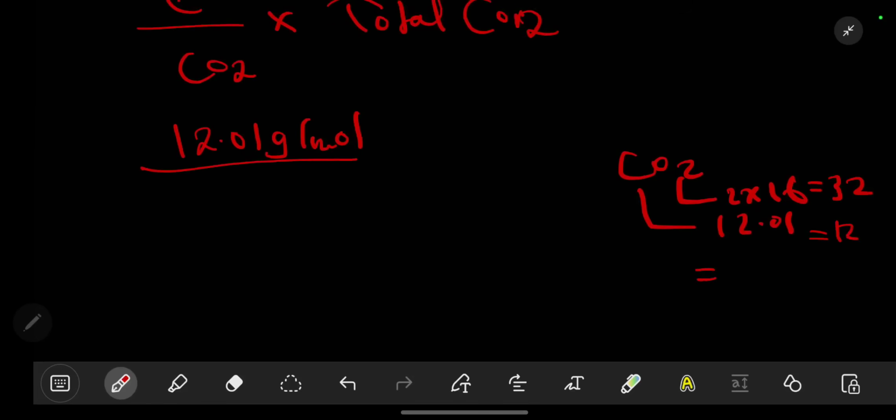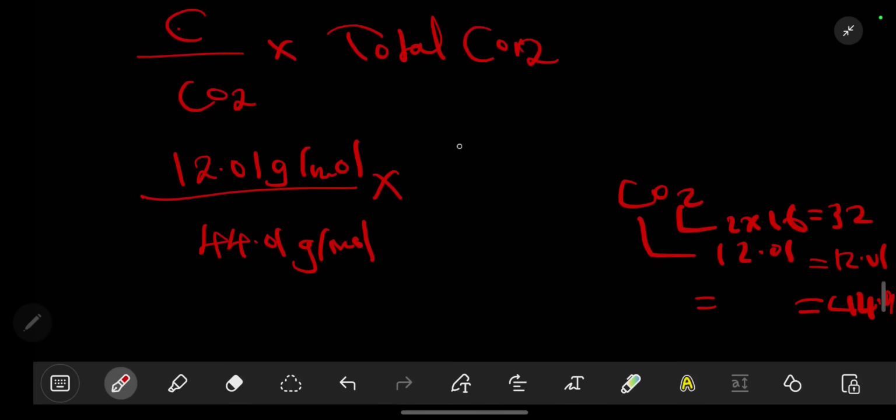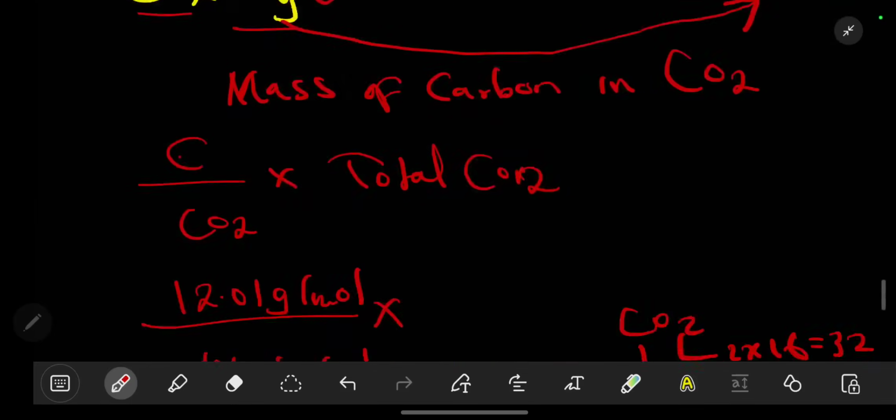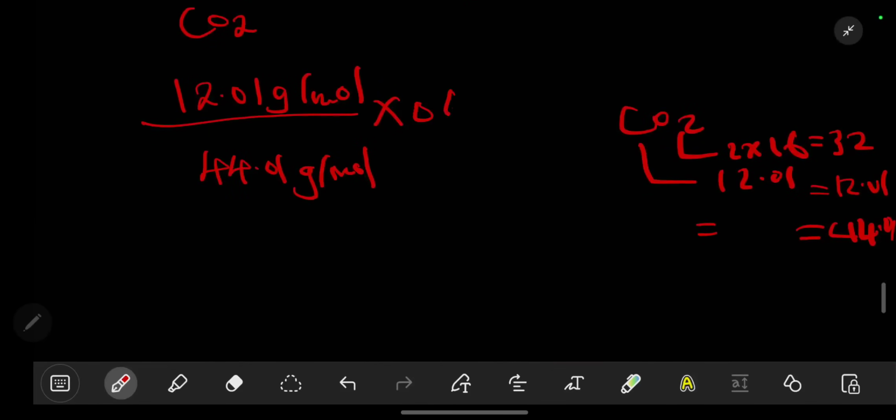This one is 12.01. So we are going to have 44.01. So we are going to write 44.01 grams per mole, times the total amount of carbon that is present there. If the amount of carbon produced was 0.659 grams, that is what we are going to use.